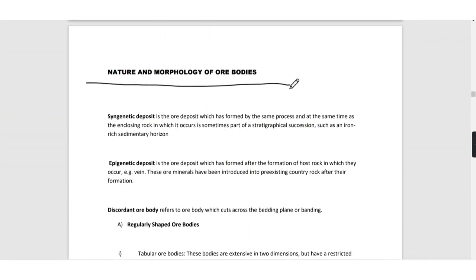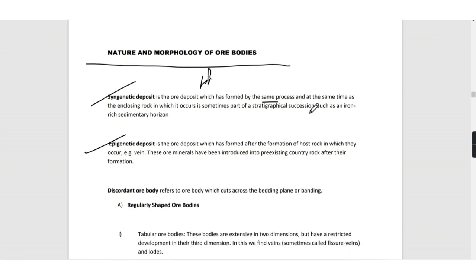So let's see the nature and morphology of ore bodies. Ore bodies can be syngenetic or epigenetic. Syngenetic means the ore deposit has been formed by the same process at the same time. It means both host rock and ore body form at the same time. For example, iron rich sedimentary horizons.